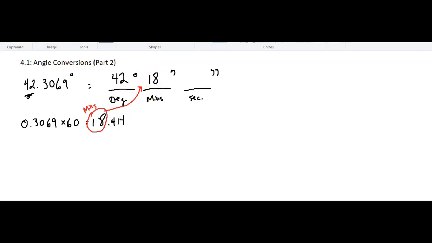Now we need to look at the decimal part, which will become our seconds. Alright, now there are 60 seconds in every minute, just like there are 60 minutes in every degree, so we'll convert it with the exact same multiplication factor. I will take my 0.414, multiply by 60 to find out how many seconds that is, which is 24.84.